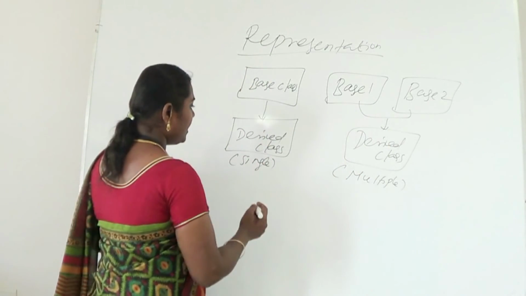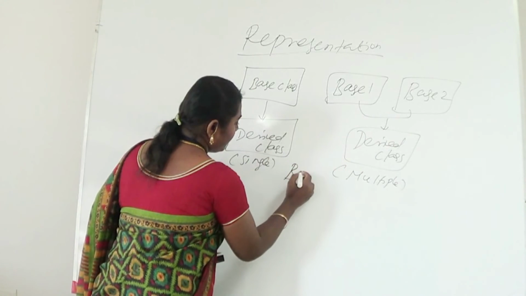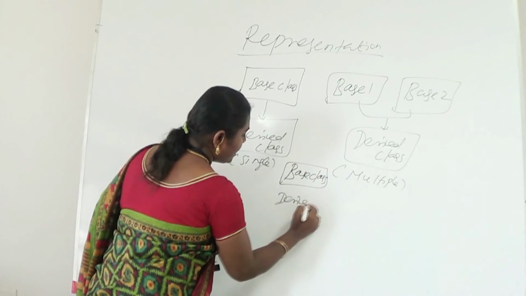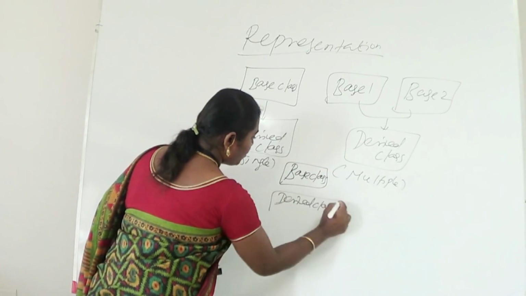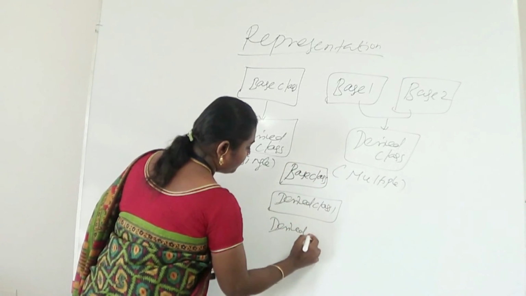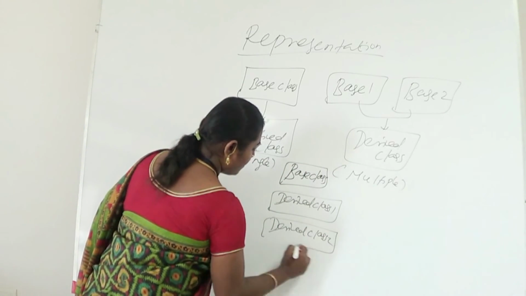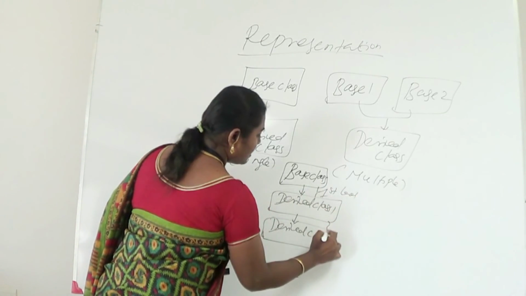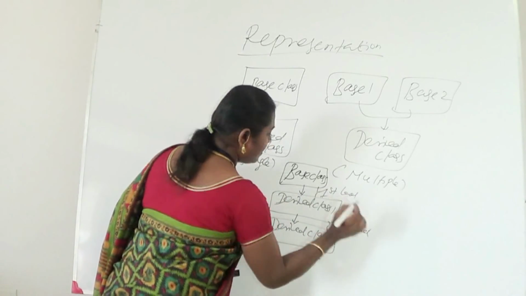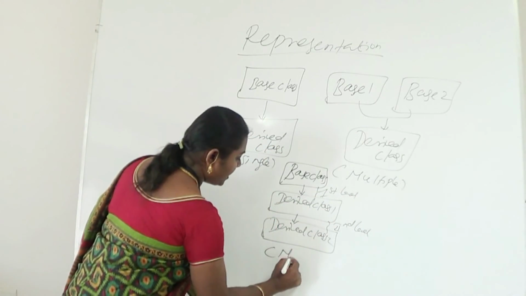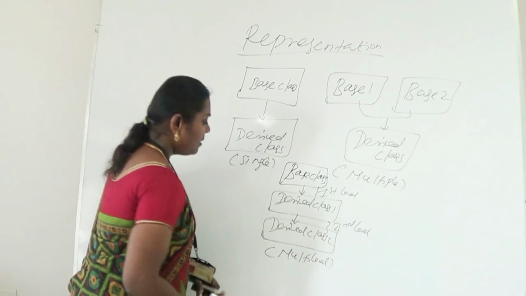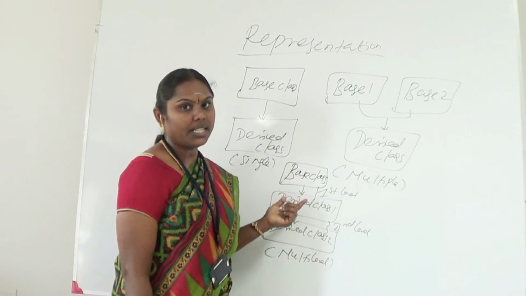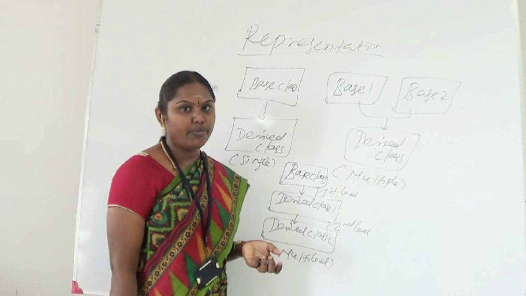And third is multi-level inheritance. We can take a base class and derived classes, that is Derived Class 1 and Derived Class 2. So this is the first level of inheritance. So this is the second level of inheritance. So this is the representation of multi-level inheritance, where the derived class can derive from some other class, which in turn can be derived from some other class.